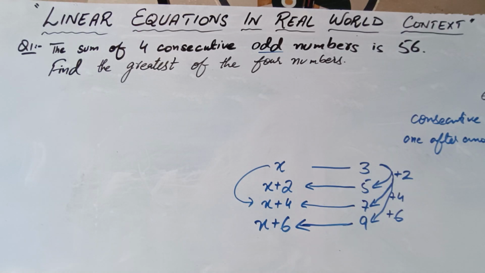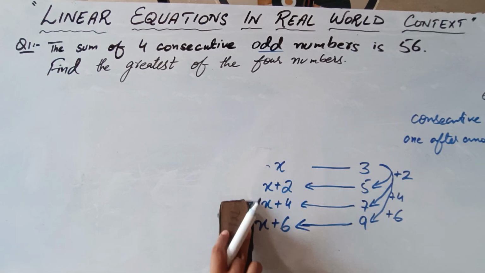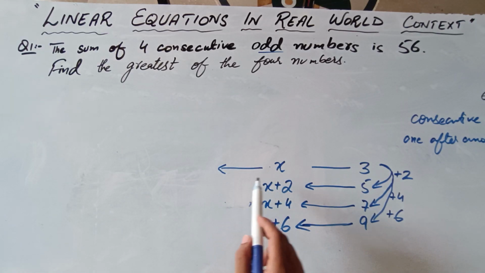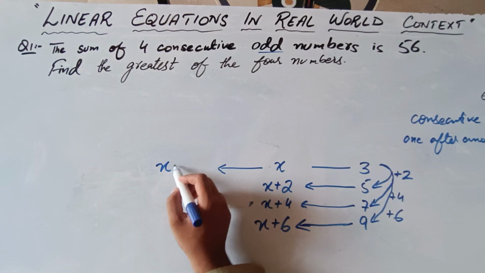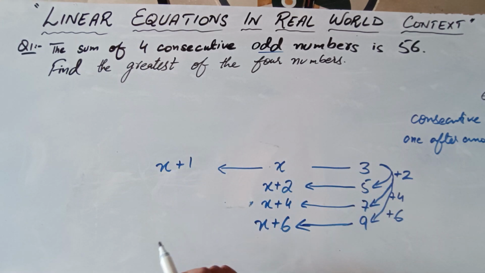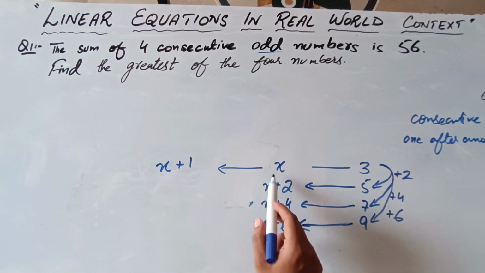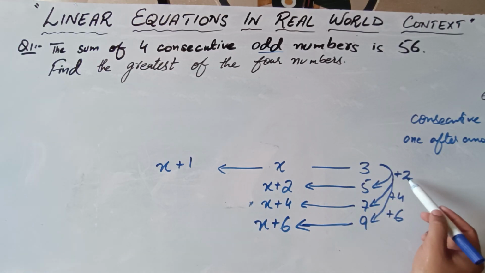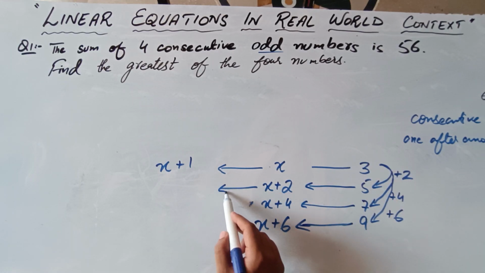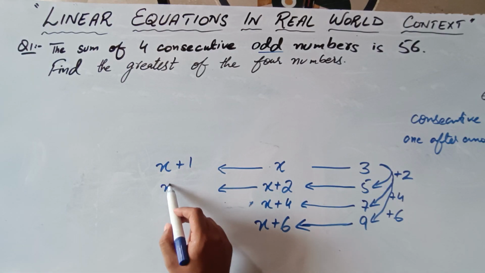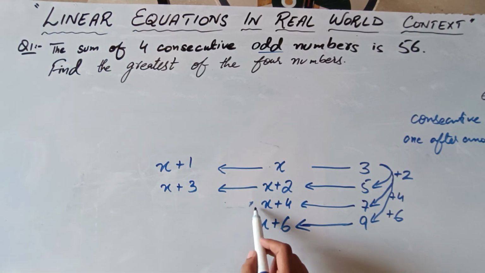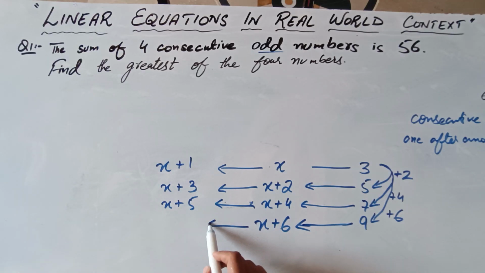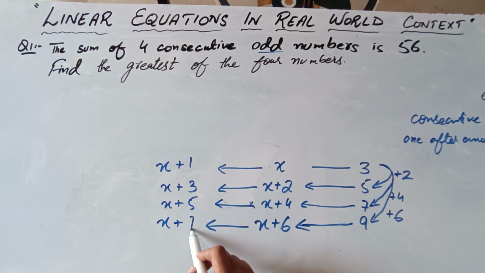Actually, there is one more confusion. You can take x plus 1 as the first odd number, but if you take x plus 1 as the first odd number, then again we have to maintain the gap of 2. So if we add 2, the next odd will be x plus 3. After that, the next odd will be x plus 5, and then the next odd will be x plus 7.